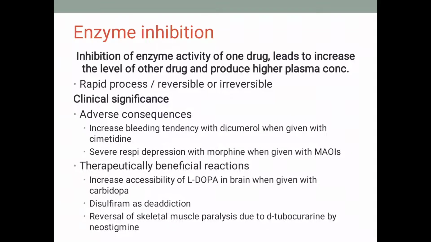Disulfiram can be used as a de-addiction agent because of enzyme inhibition. Reversal of skeletal muscle paralysis due to d-tubocurarine by neostigmine. So these are the beneficial reactions. So this is enzyme inhibition and its significance. So you have to remember what enzyme induction means: one drug induces the enzyme, so it decreases the effect of the other drug. Enzyme inhibition: one drug inhibits the enzyme, so it increases the level of other drugs. And what is enzyme inhibition and induction, and what is their clinical significance?